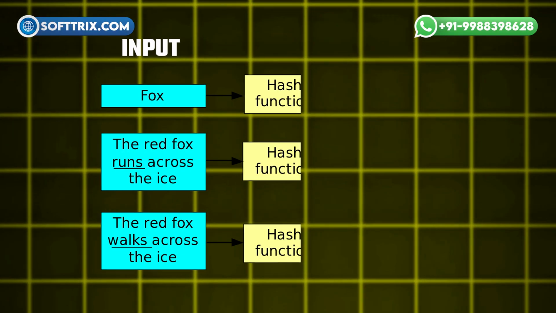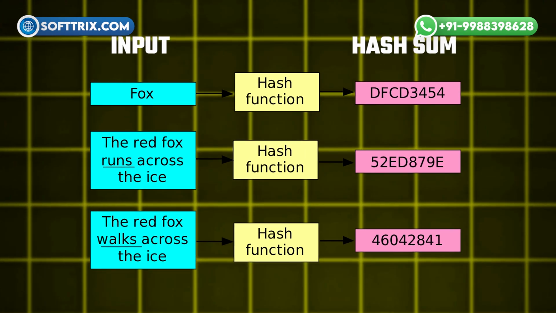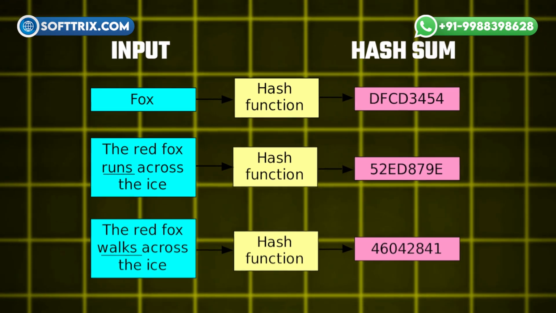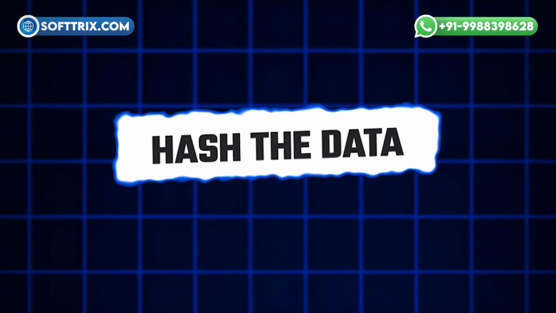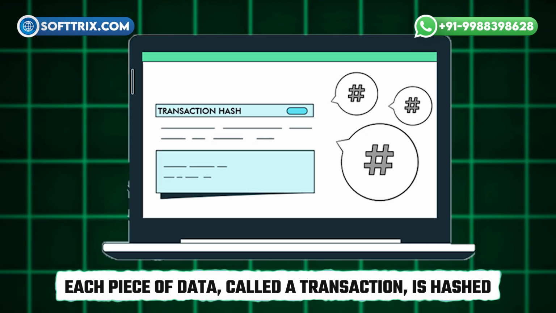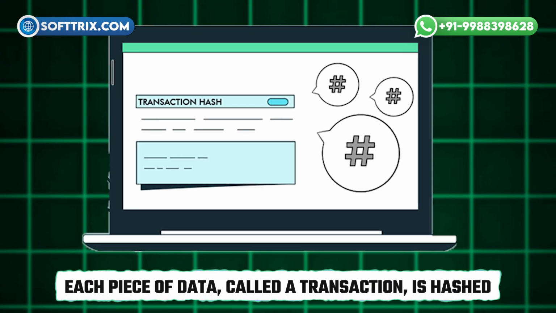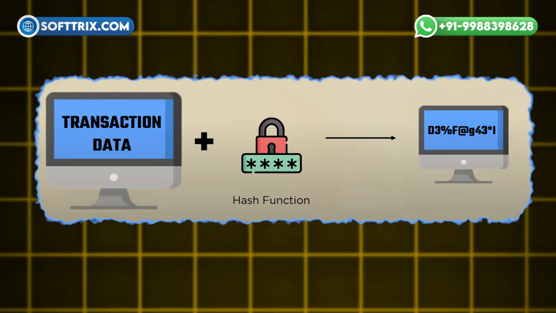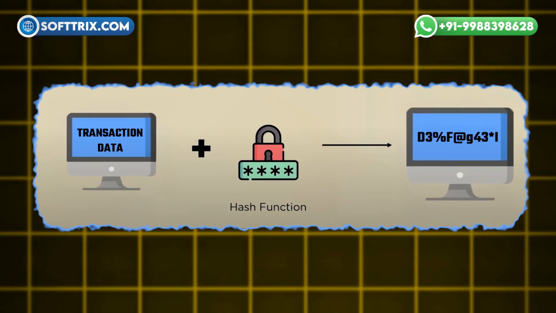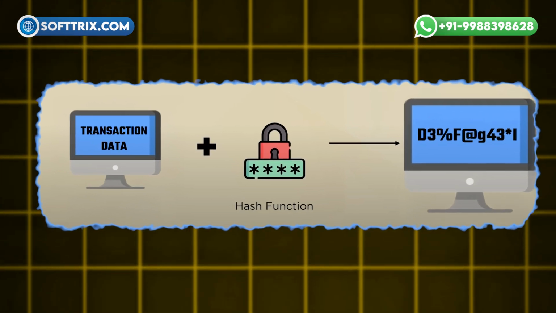Let's break it down. A Merkle tree is built using cryptographic hashes, unique digital fingerprints for each piece of data. Here's the step-by-step process. Step 1. Hash the data. Each piece of data called a transaction is hashed. A hash function takes input data and produces fixed length output like a unique digital signature.